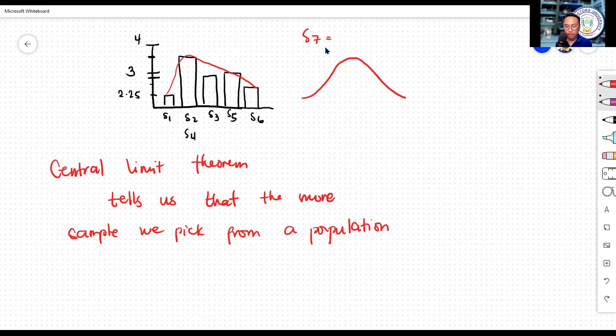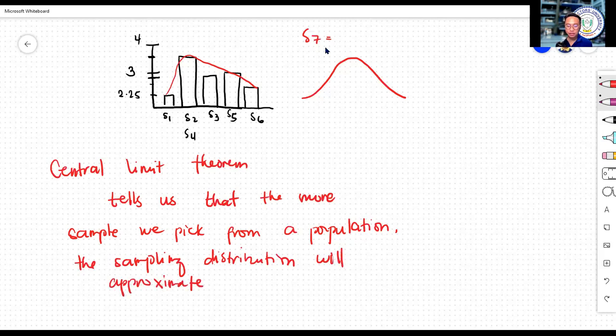The more samples we pick from a population, the sampling distribution will approximate a normal distribution. Right? So that's the concept of central limit theorem.